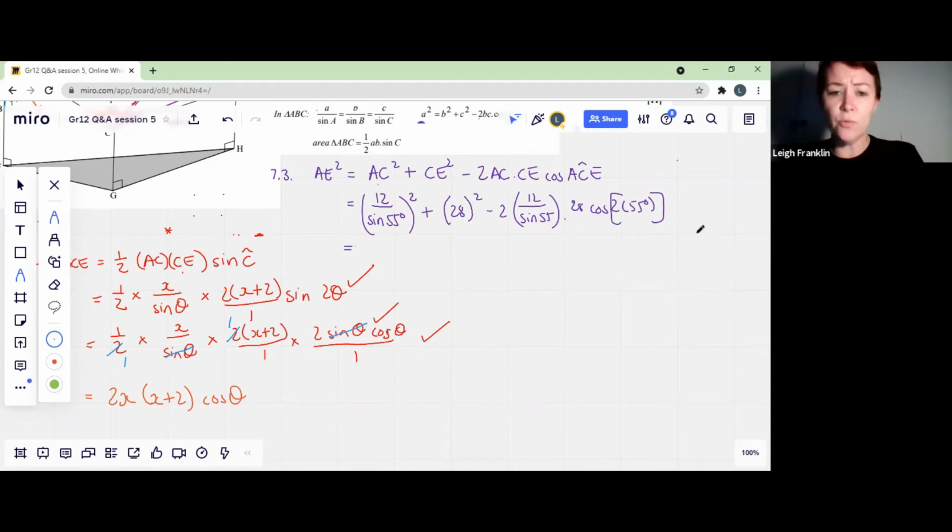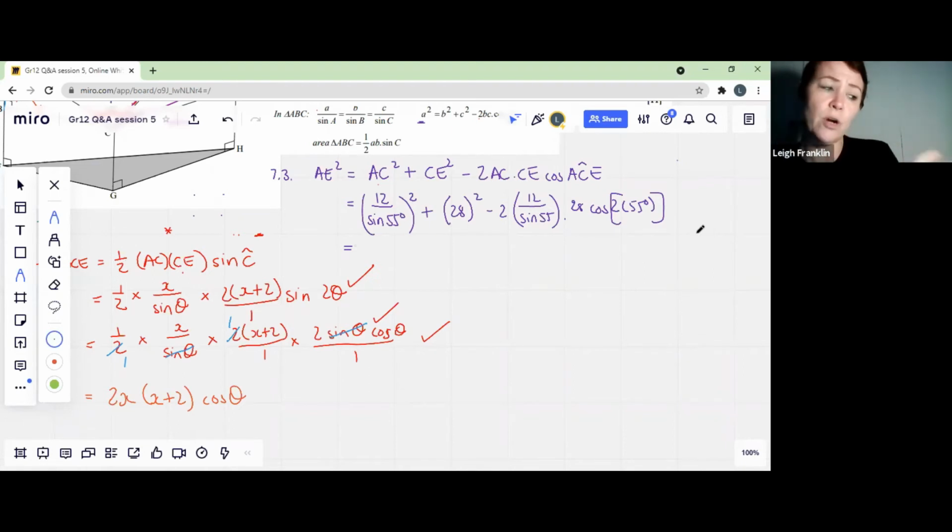So in other words, at this point now, you're ready to pick up your calculator. What you would do is press the open bracket, press the fraction button. At the top, you're going to put in the numerator, 12. At the bottom, you're going to press sine 55. Then you must remember to close the bracket. Then you've got to come out and close the bracket again and then square it.